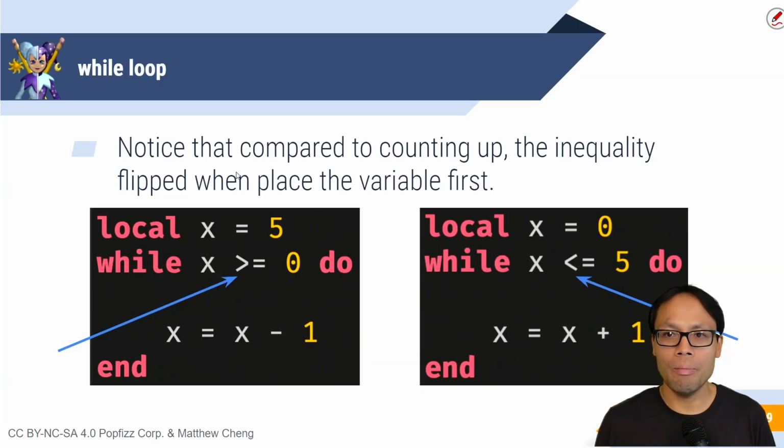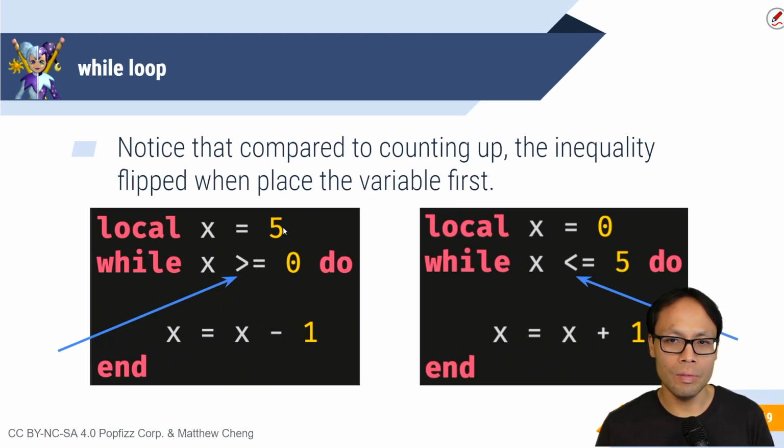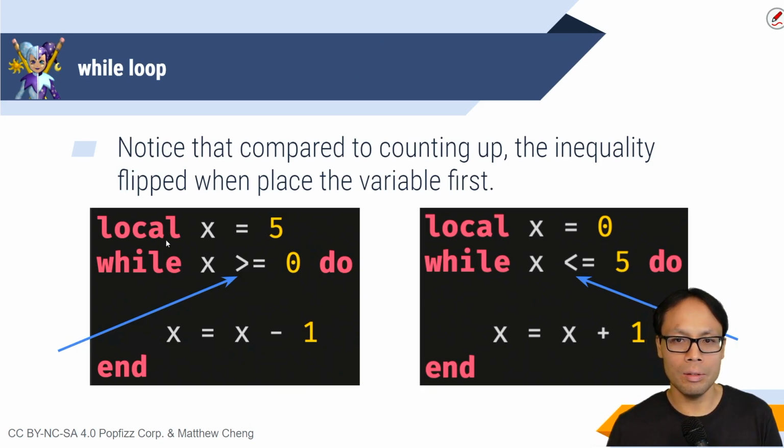Now, notice that compared to the while loop that counts up, at least the way that we constructed our inequalities in the last lessons, the inequality sign flipped. So in the previous lesson, we had, let's say, local x equals 0, and then we had while x less than or equal to 5. In this version, we have, again, a stepper variable that starts high, so we have x equal to 5, and then we flip our inequality and we have x greater than or equal to 0.